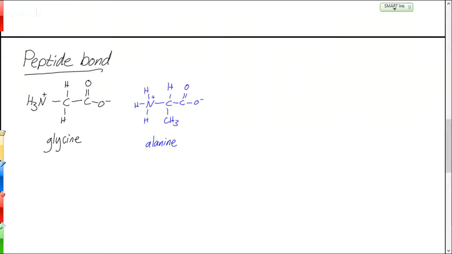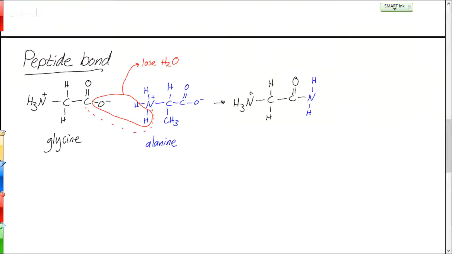So just as with the glycerides, we're going to dehydrate, so we're going to lose water. And that ends up connecting the nitrogen to the carbon here. So everything else stays the same. But now, how many hydrogens? Now they're connected together through this peptide bond.